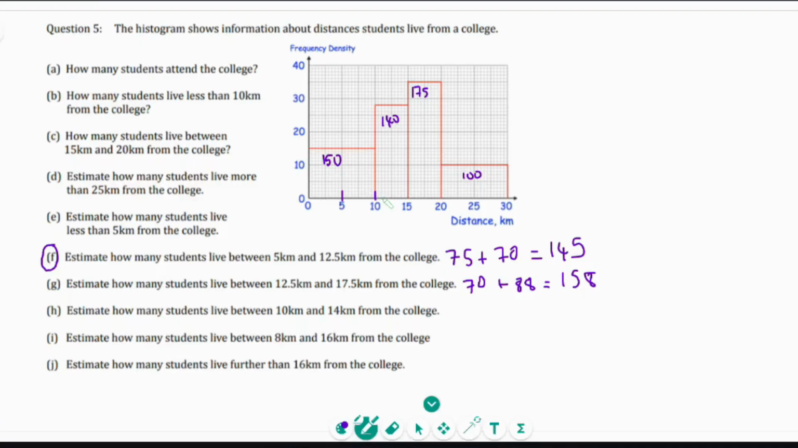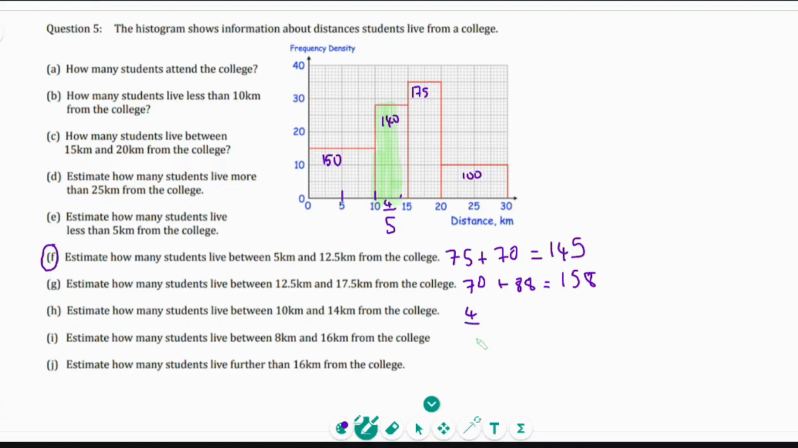So 2 little boxes will make 11. So 14 would be up to here. Now, what proportion of the bar is that? It's not half, it's more than a half. What is it exactly? Between 10 and 15, we've got 5, and between 10 and 14, we've got 4, so it's 4/5.